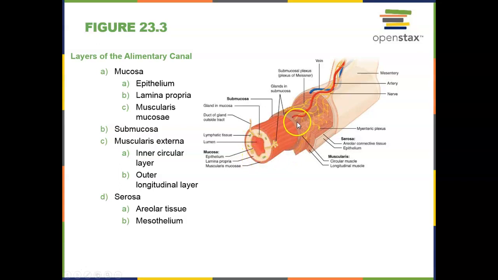We have the muscularis, which is going to be found in 2 or 3 layers, depending. And then the outermost layer is the serosa. This is that serous membrane that surrounds our digestive system, and in general, the majority of organs in our abdominal cavity. So this is known as the peritoneal membrane.